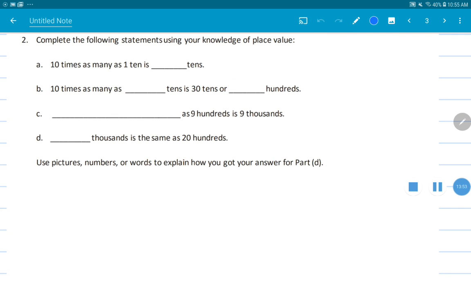All right, on the back of your page, it tells you on number 2 to complete the following statements using your knowledge of place value. See these words, times as many as?